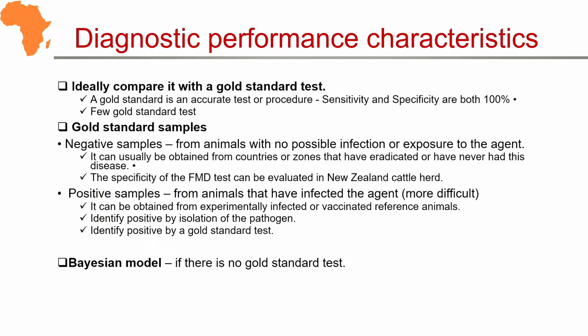Gold standard samples for a negative one, from animals with no potential infection or exposure to the agent, or individuals, but mainly animals, can usually be obtained from countries or zones that have eradicated or never had this disease before. The specificity of a foot and mouth disease test could be evaluated in New Zealand cattle because they don't have foot and mouth disease. Positive samples, these are from animals that have been infected, are more difficult, so can be obtained from experimentally infected or vaccinated reference animals. Identify positive by isolation of the pathogen, or identify positive by a gold standard. Or we can use a Bayesian model. Brian, your pet subject.